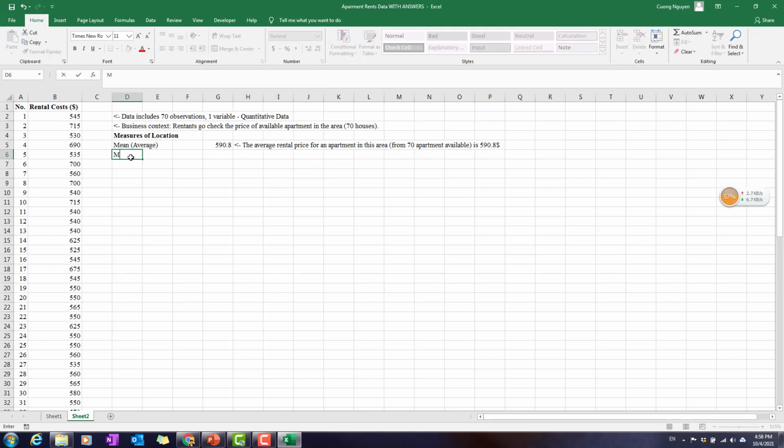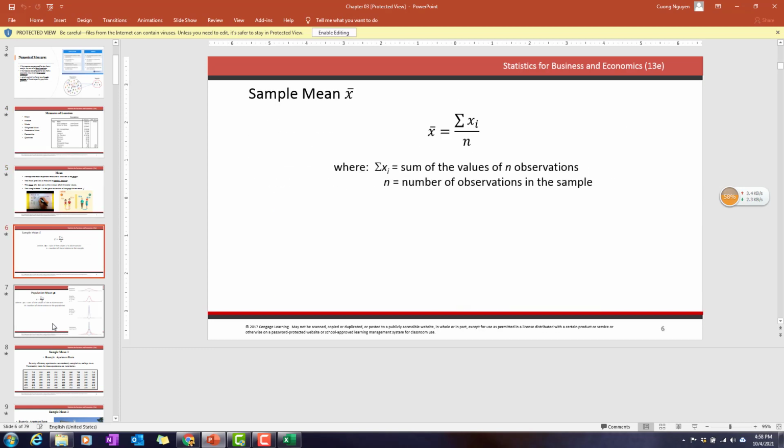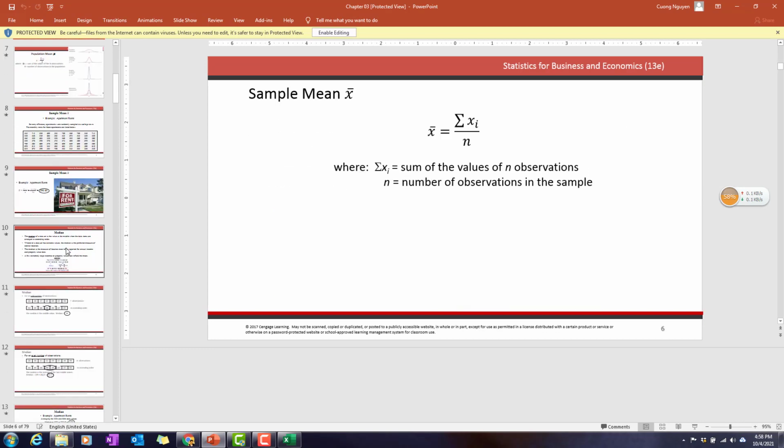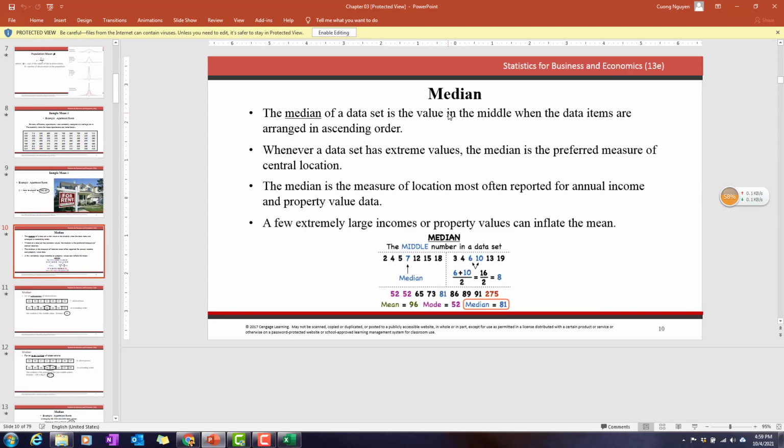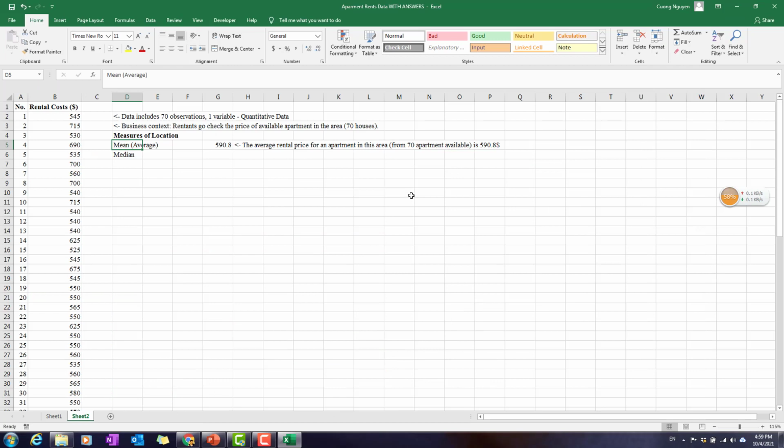Another thing would be the median. According to the slide, you can easily find it over here. The median is the value in the middle when the data items are arranged in ascending order or descending order.